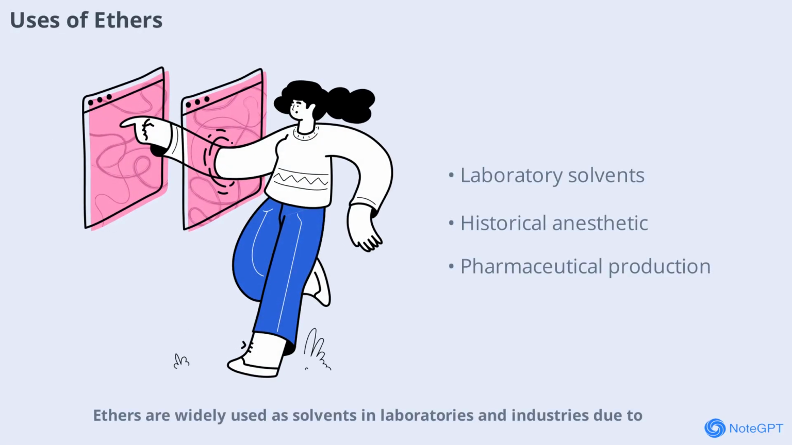Ethers are widely used as solvents in laboratories and industries due to their chemical stability and ability to dissolve a wide range of substances. Diethyl ether was historically used as an anesthetic, though safer alternatives are now preferred. Ethers are also used in the production of pharmaceuticals, perfumes, and as starting materials for chemical synthesis.